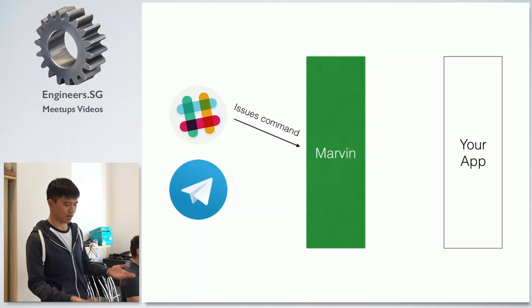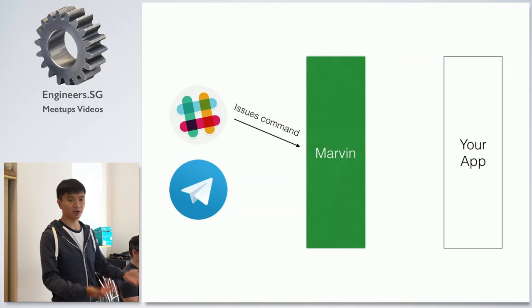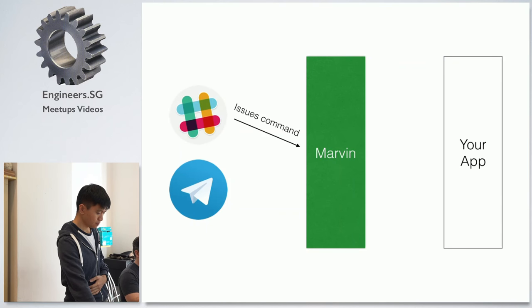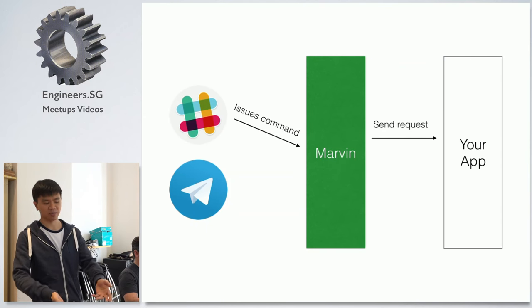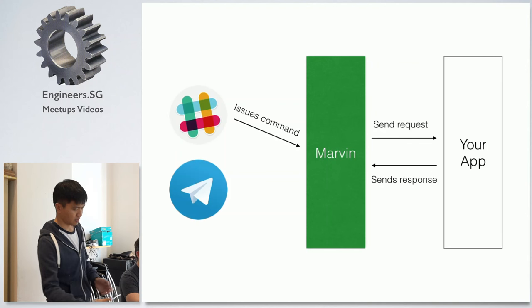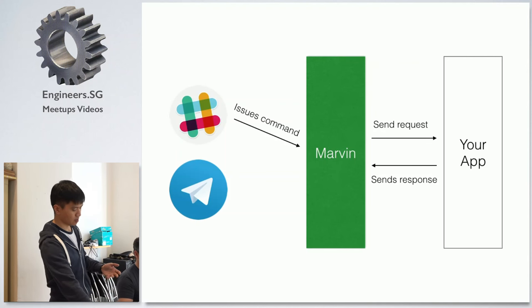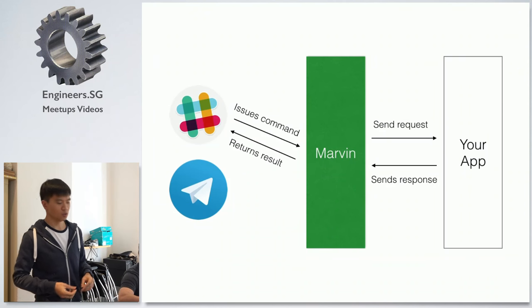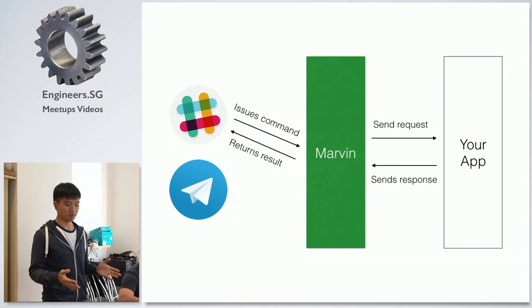So let's say you use Slack, you issue a command on Slack. Slack will send a request to the app, and in this case it's Marvin. And Marvin will send a request to your application, and your application will respond back to Marvin. Marvin will just proxy it back to Slack. So this, in a nutshell, is what Marvin does.